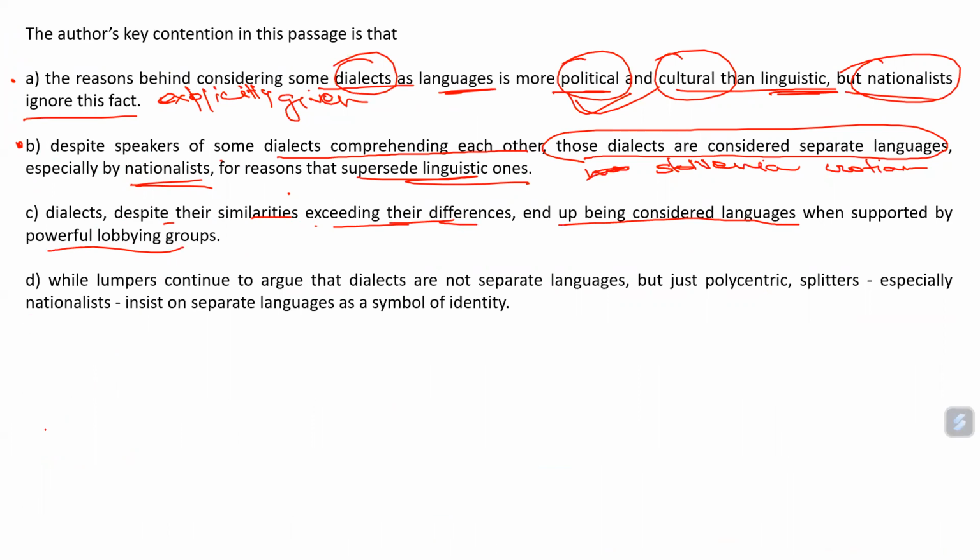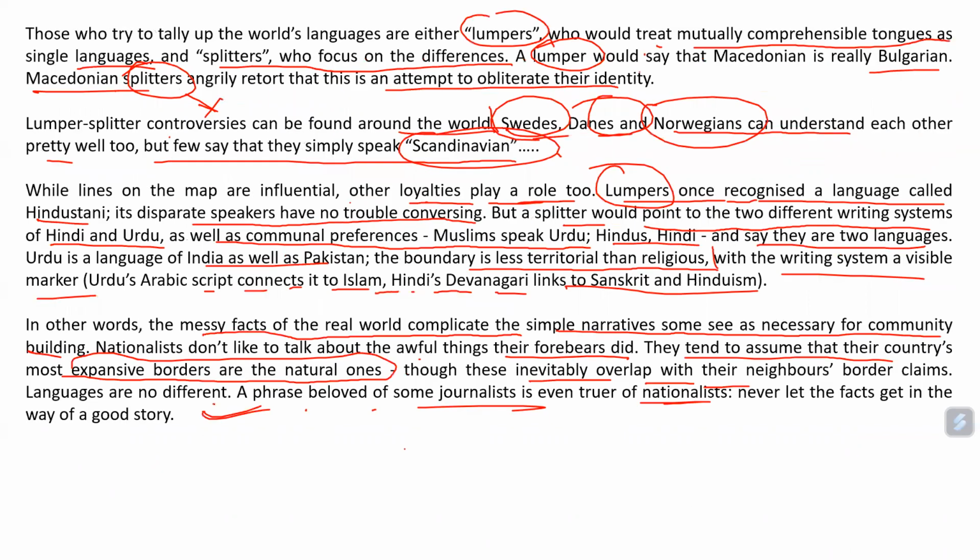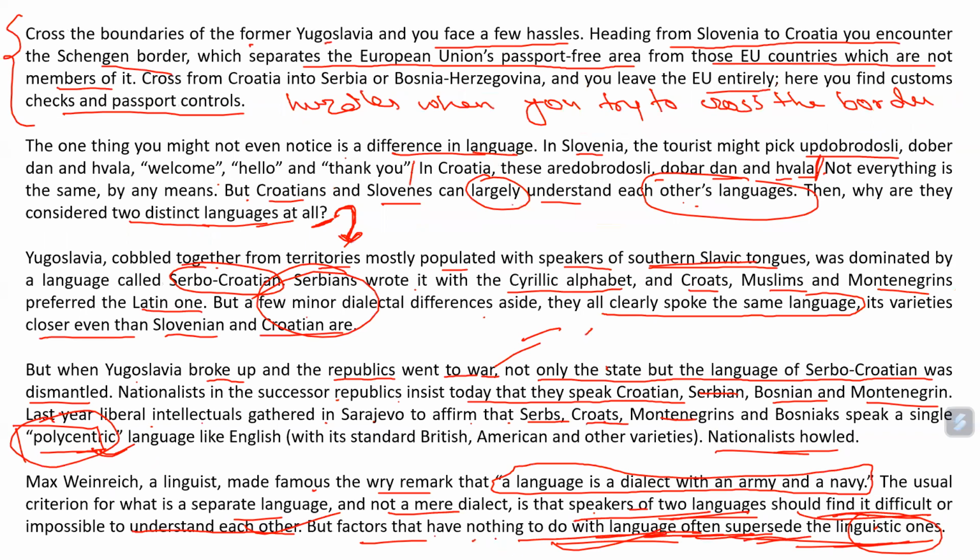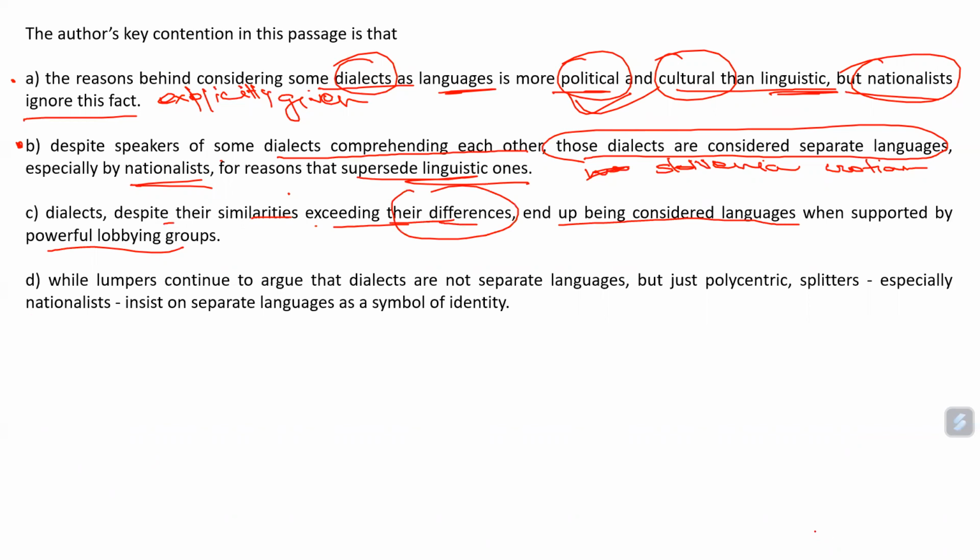Now, when I'm talking about these powerful lobbying groups, right? First, we have to count the number of similarities and how many differences there are, right? But they have not talked about the differences here. Along with that, powerful lobbying group is an extreme explainer. When I am saying that it has nothing to do with language, often supersedes the linguistic ones, that doesn't mean that it is affected by the powerful lobbying group, right? That will be an extreme statement that we'll be making. Hence, C will be eliminated.